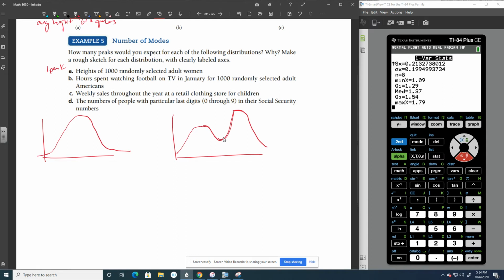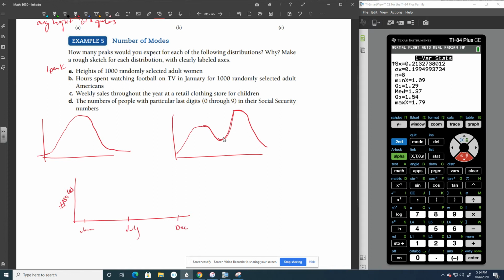Part C, weekly sales throughout the year at a clothing store. So if this is my number of sales going up the side, and then across the bottom, we have our year. So let's say that this is January, and then here's July, and then we've got December down here at the end.